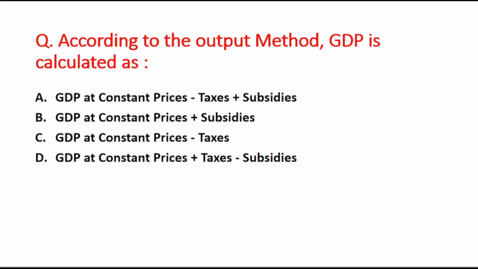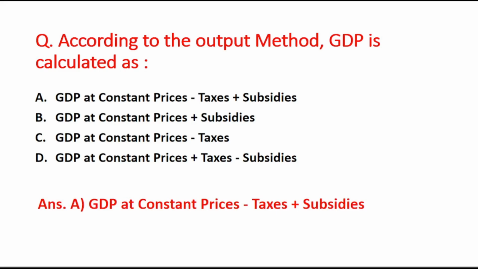Next question is, according to the output method, GDP is calculated as, your A option is GDP at constant price minus taxes plus subsidies, B option is GDP at constant prices plus subsidies, C option is GDP at constant prices minus taxes, and D option is GDP at constant prices plus taxes minus subsidies. So according to the output method, GDP is calculated as GDP at constant prices minus taxes plus subsidies. So option A is the right answer.